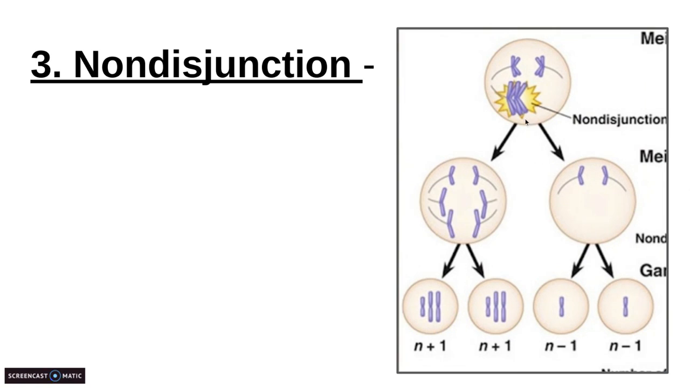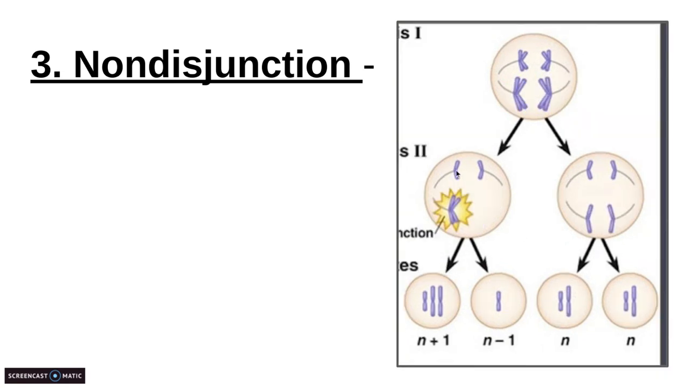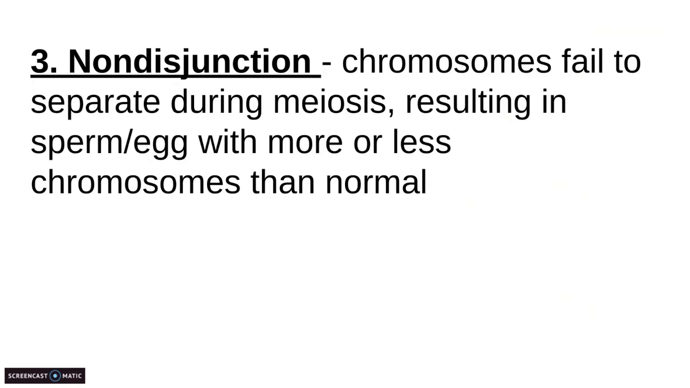It can happen in a variety of ways. This is in the first metaphase. This is what happens. We end up with 3 and 1 instead of 2 and 2. If it happens in the second one, then we've got a 3 and 1 here, and these cells will be normal. So it depends on if it happens in the first metaphase when they line up or the second one. But either way, it's when chromosomes fail to separate during meiosis.